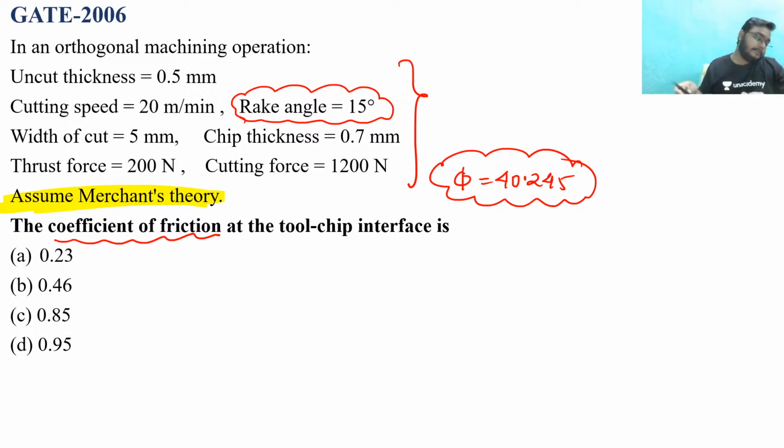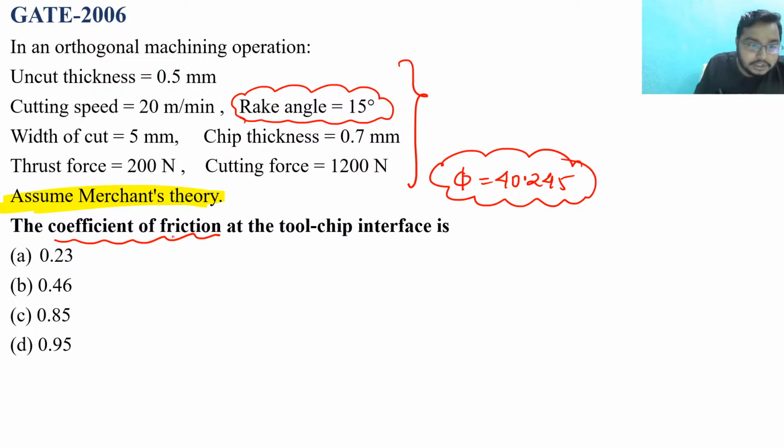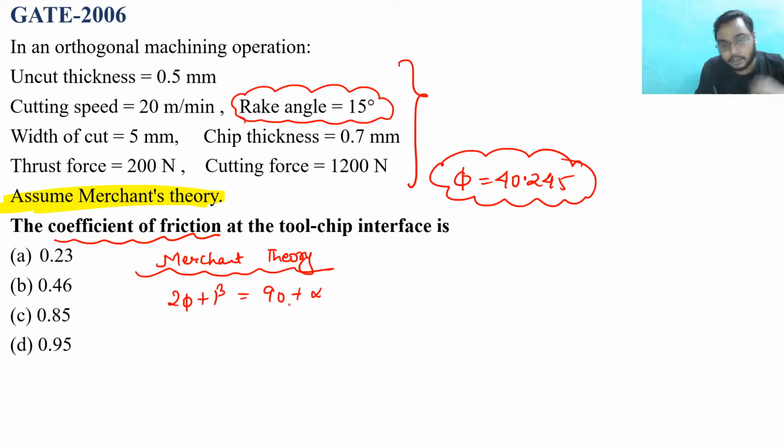Yes, option B is correct. I have verified, I have checked with the calculator. I have verified everything. Option B is correct. So see, merchant theory you have to assume. From merchant theory, we know that 2 phi plus beta is equal to 90 plus alpha. Now see, beta is what? Beta would be 90 plus alpha, alpha is 15, minus twice phi.